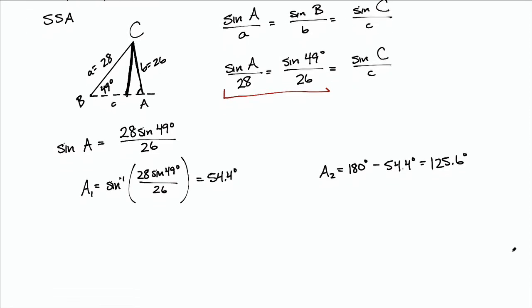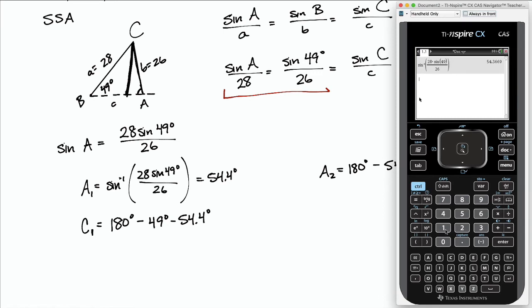All right, now I'm going to go ahead and work through this first solution. I have that angle A now, and so I can get my third angle C, and I'm going to call it C1 since it's my angle C for the first solution. And I know those two angles A and B now, so I do 180 degrees minus the two angles, 49 degrees and 54.4 degrees. And I'm going to go ahead and just plug that into my calculator.